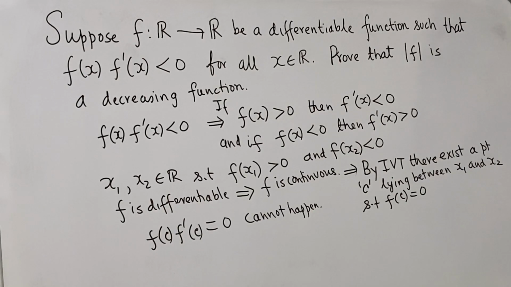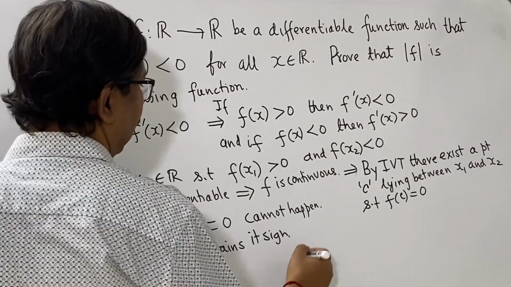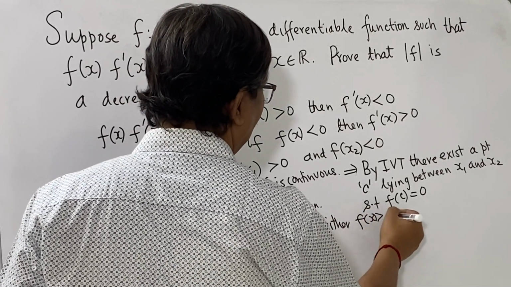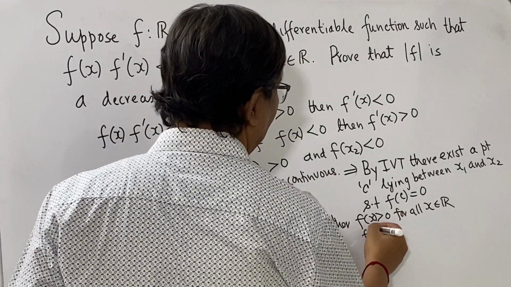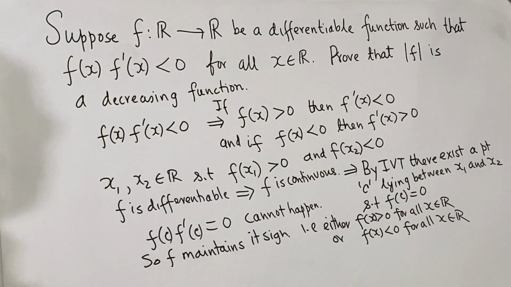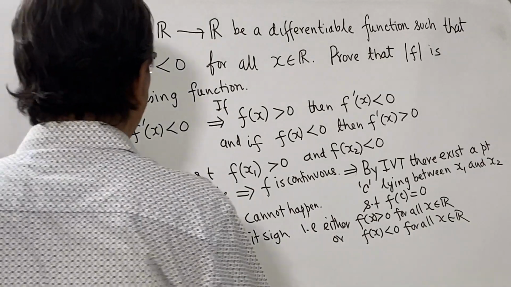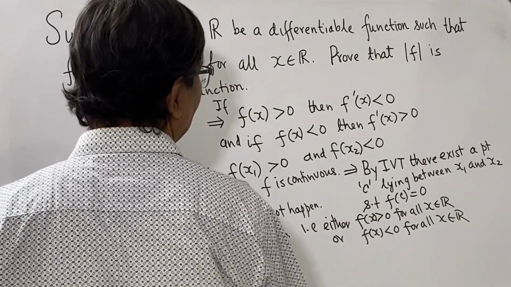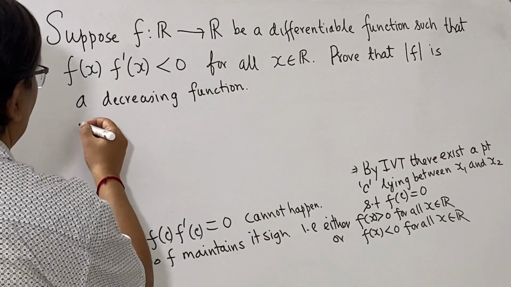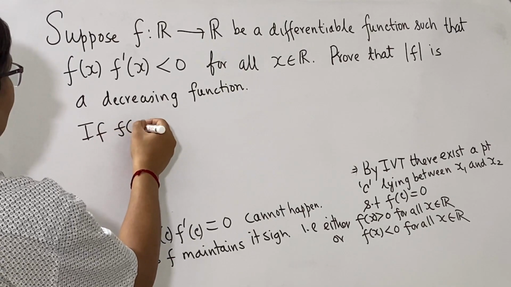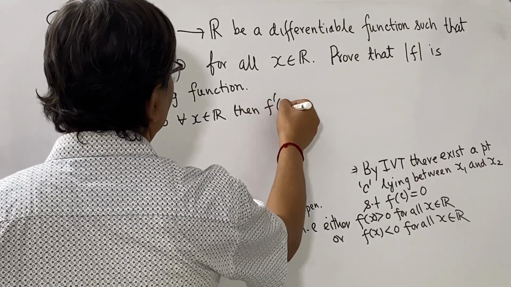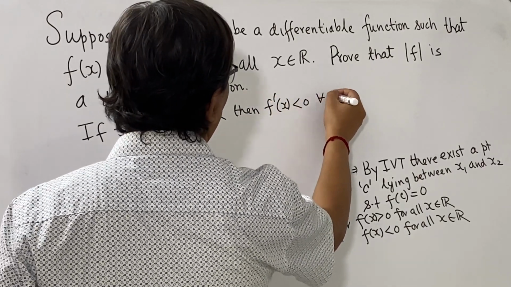So f maintains its sign, that is, either f(x) is greater than 0 for all x or f(x) is less than 0 for all x. Either of these two things will happen. Now if f(x) is greater than 0, then f'(x) is less than 0, as we have already noted. So if f(x) is greater than 0 for all x belonging to R, then f'(x) is less than 0 for all x belonging to R.